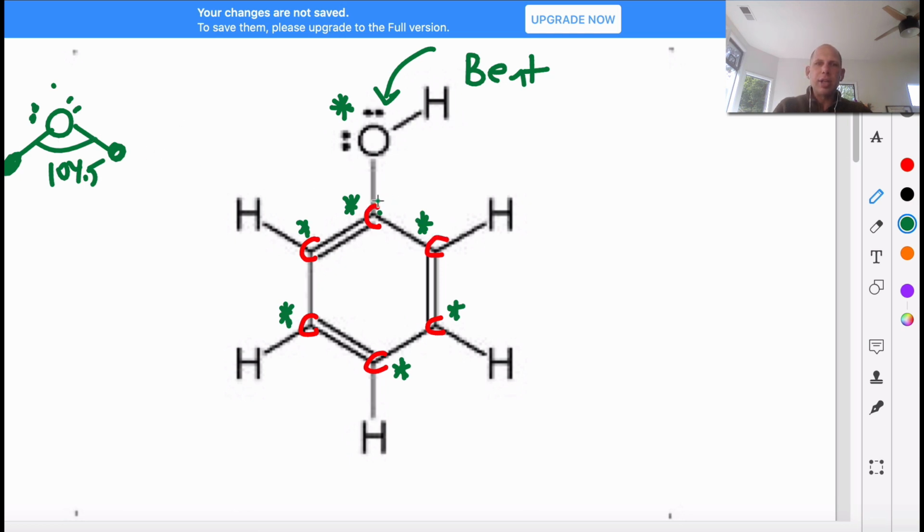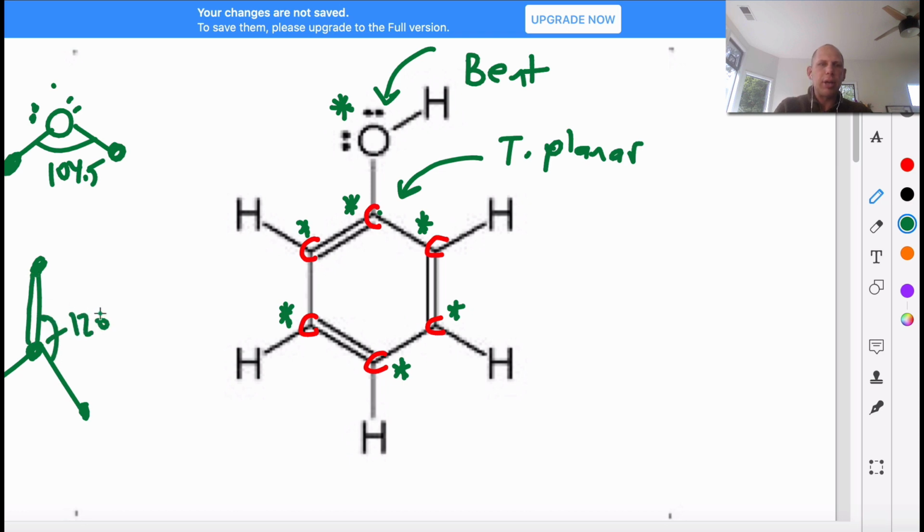Okay, let's look at this carbon right here. This carbon is trigonal planar. Now how do I know that? We know that trigonal planar means one atom up here, one atom up here, and another down here. Now, boron is the only one that could do it this way. If it's any other element, it needs to do it that way. And we know that that's a 120 degree bond angle.